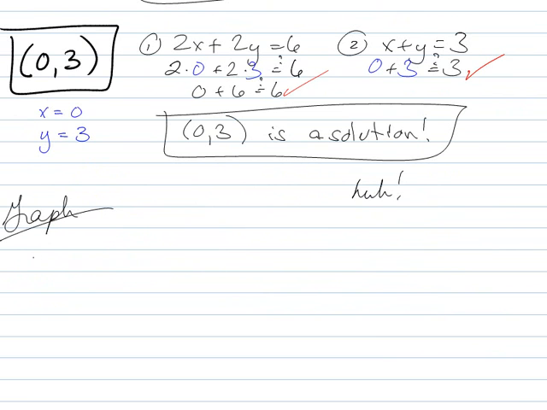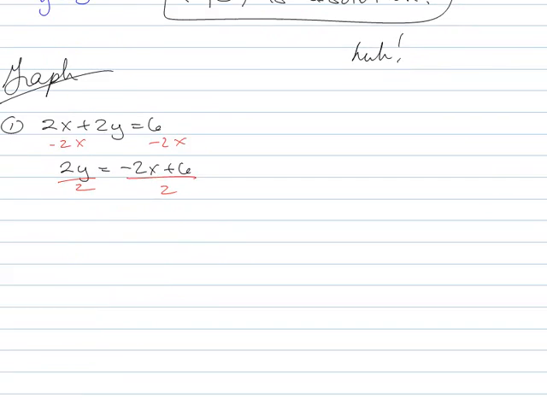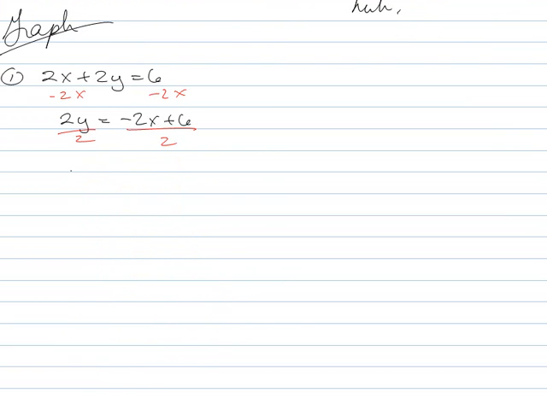So the first one is 2x plus 2y equals 6. We want to get it into our slope-intercept form. So we've got 2y equals negative 2x plus 6. We'll divide both sides by 2 and get y equals negative x plus 3. So we'll have this be our blue line. The slope is negative 1.